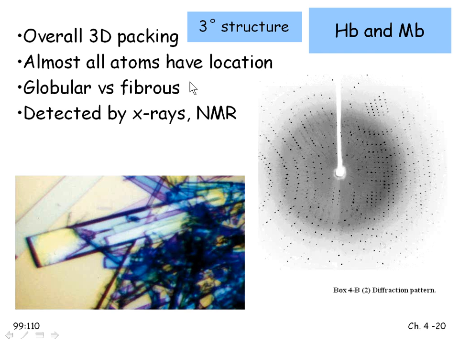Protein tertiary structure is grossly separated into what's called globular proteins, which tend to be globular, and fibrous proteins that tend to be long and skinny. And we'll be looking at some fibrous proteins in a little bit.